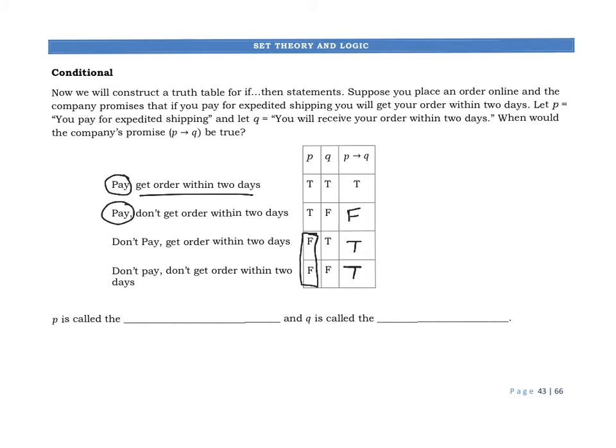So whatever follows the if is called the antecedent. And then whatever follows the then, the Q, is called the consequent.